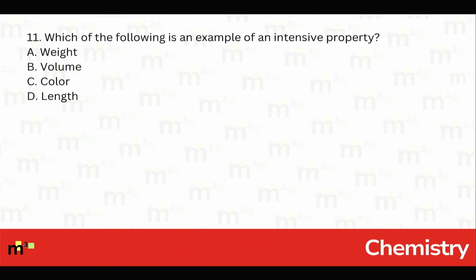Next, number 11. Which of the following is an example of an intensive property? A. Weight, B. Volume, C. Color, or D. Length. The answer here is C. Color.